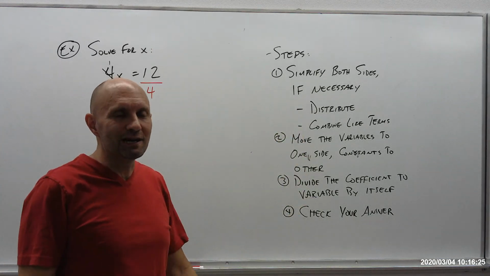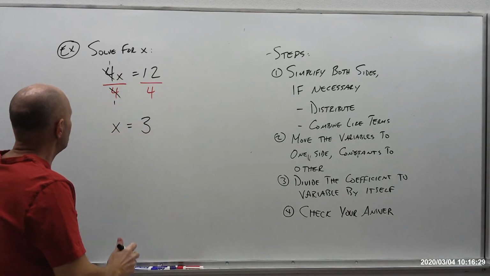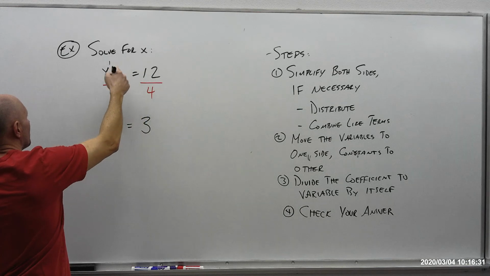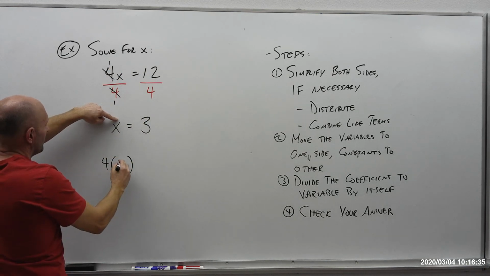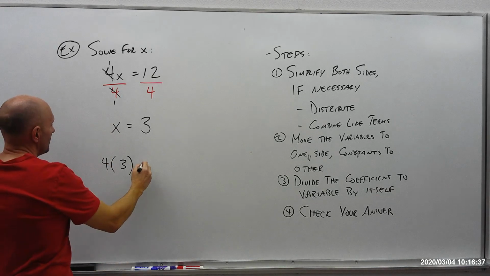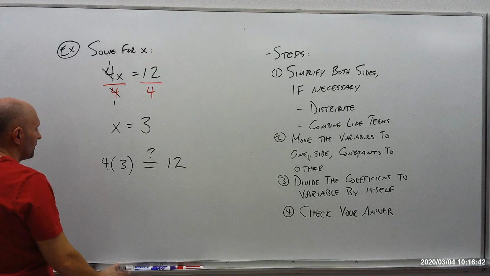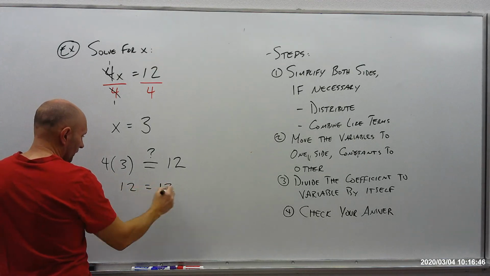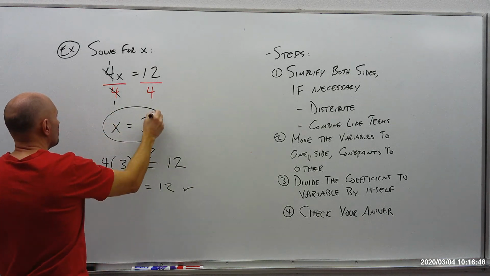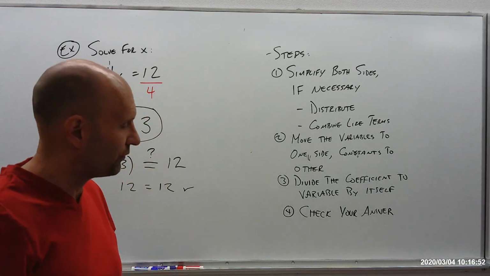The answer is 3. Is it? Maybe, but let's check. And how do we do that? We take this and we put it back in the original. The original said 4 times x, and if I'm saying that that's 3, then this guy should balance out. The left side should equal the right. Well, 4 times 3 is 12. 12 does equal 12, so now I'm 100% sure that x equals 3 is the answer for this problem.